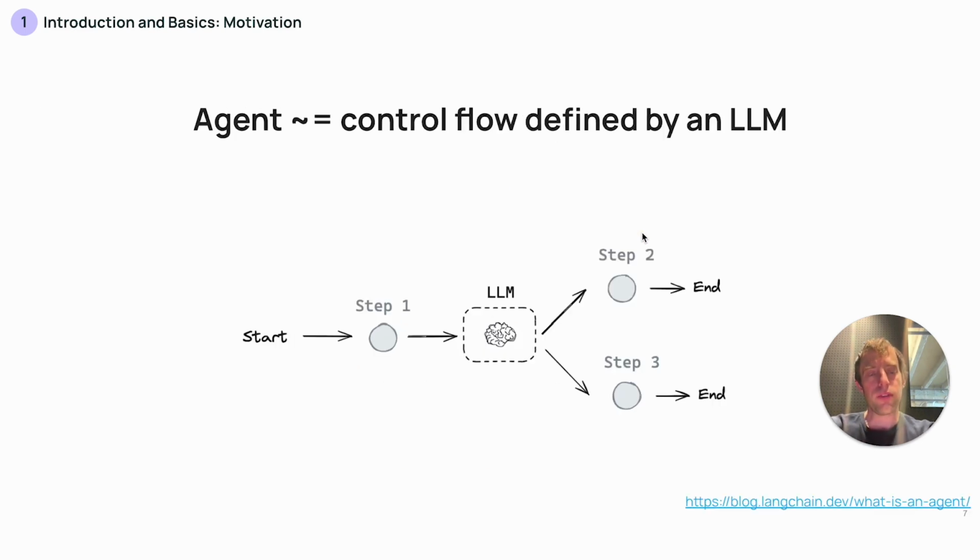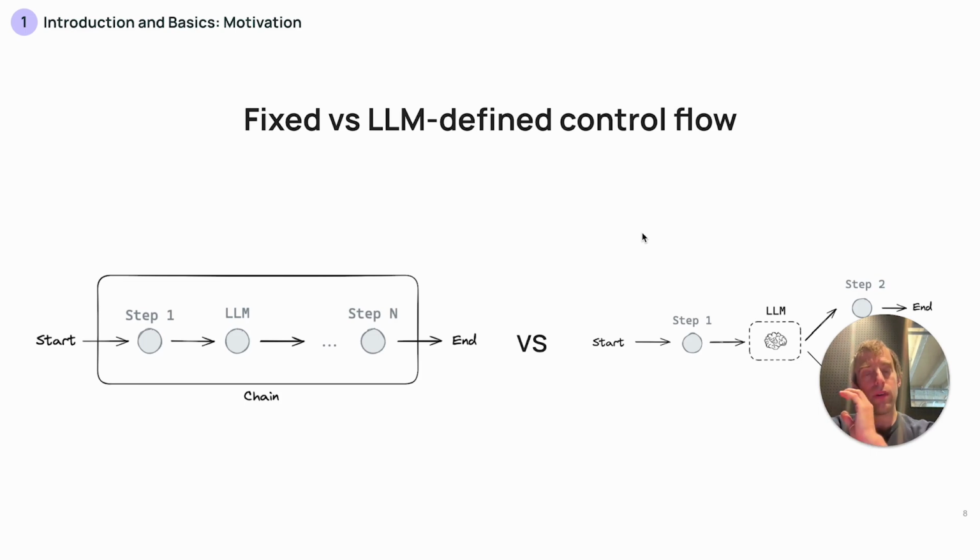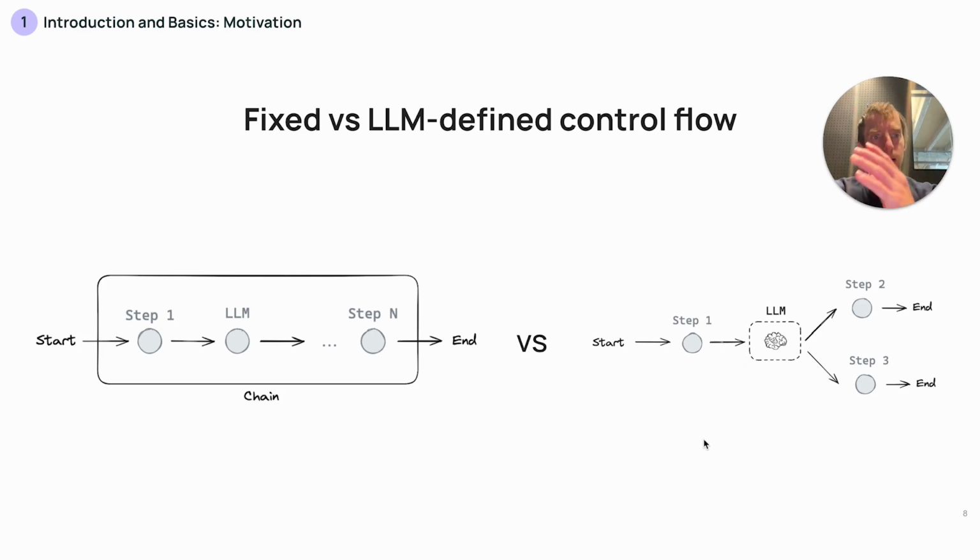Now this, in simple terms, you can think of as an agent. An agent is a case where the control flow of the application is defined, at least in part, by an LLM or language model. So you have fixed control flow, a chain, versus a control flow that can be in some part dictated by an LLM. That's an agent. So that's a simple framing of how to think about agents versus chains.